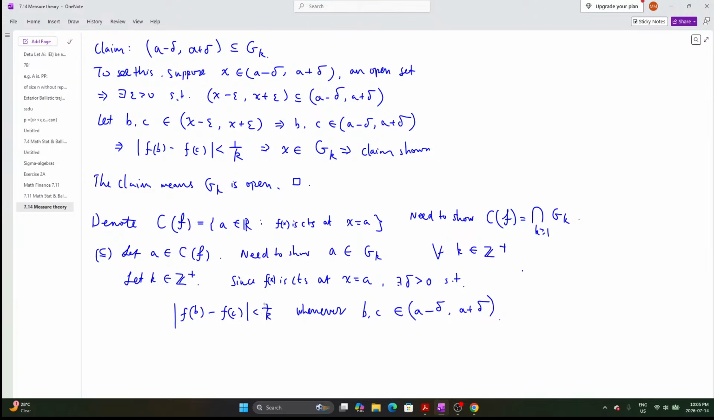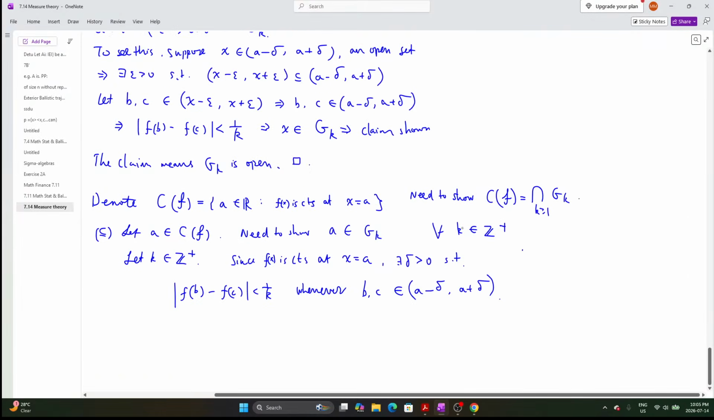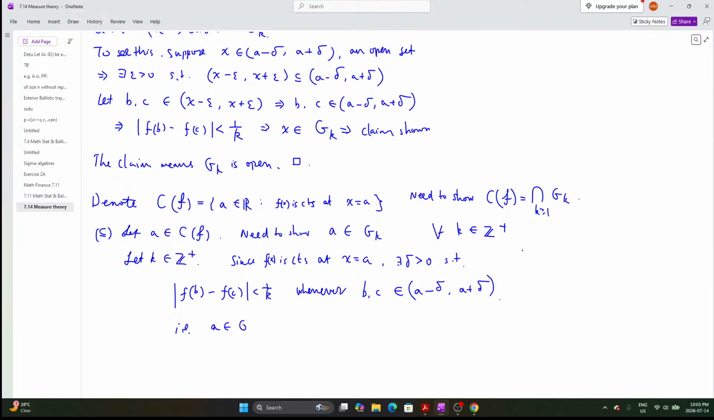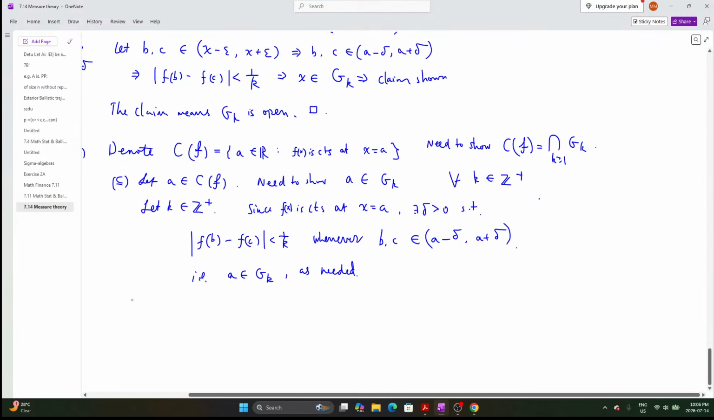Because of continuity, 1 over k can be arbitrary, because epsilon is arbitrary. So this works for all k, and as a result, a is in GK as needed. And so this proves the one direction. CF is contained in the intersection of GK, so we're done.